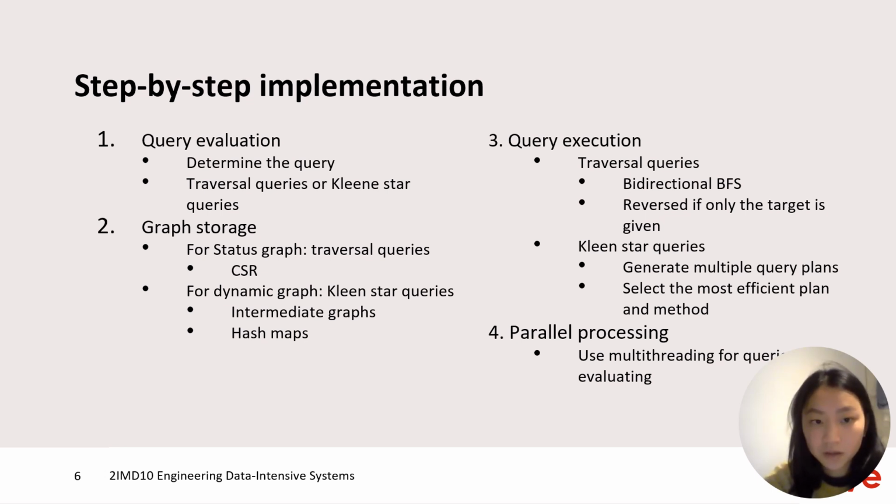For our third step, we have now determined the query type and we have determined a storage method, and now we're going to proceed to the query execution. For traversal queries, we use the bidirectional breadth-first search, and this allows us to explore the graph from both the source and target nodes simultaneously. For the clean start queries, it's a bit more complex, so we're going to generate multiple query plans and evaluate each one on its efficiency. And finally, we're going to select the most efficient plan and method, depending on different factors.